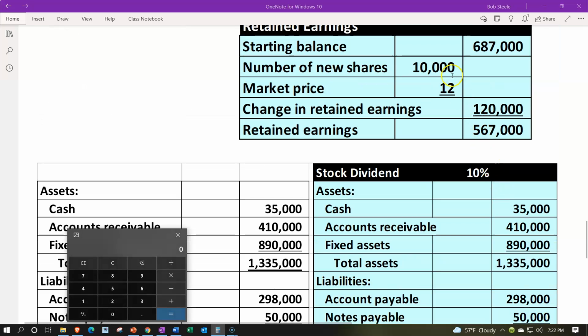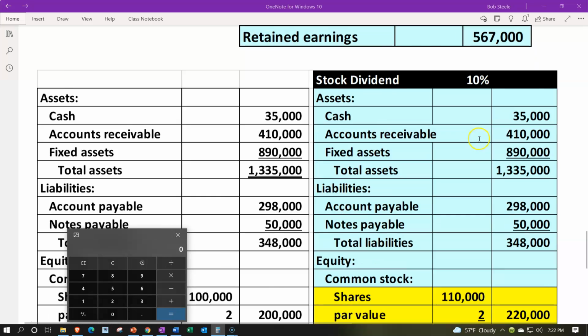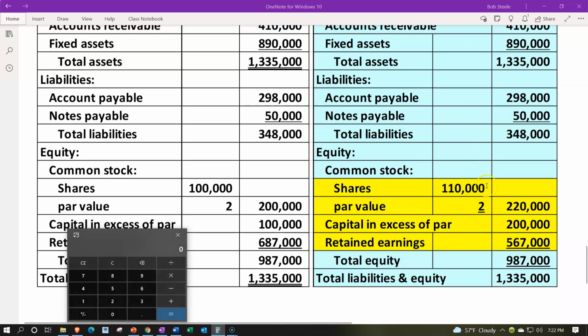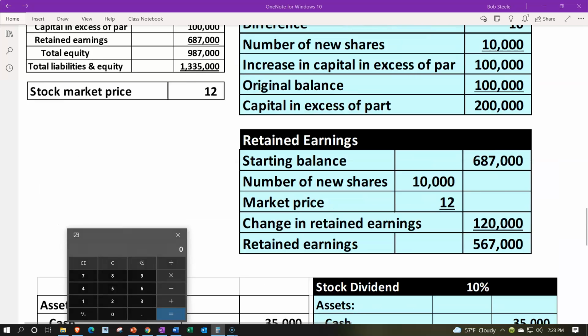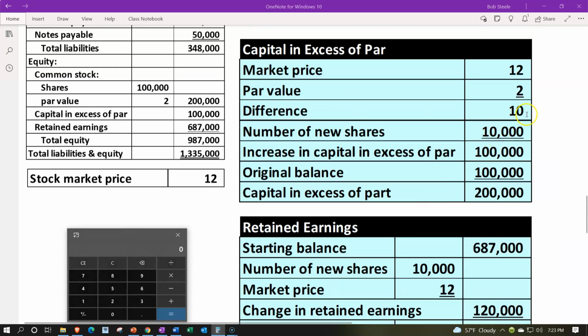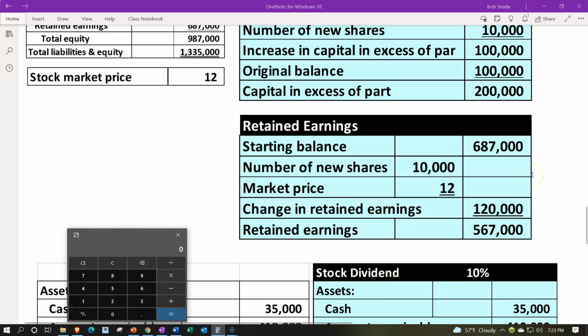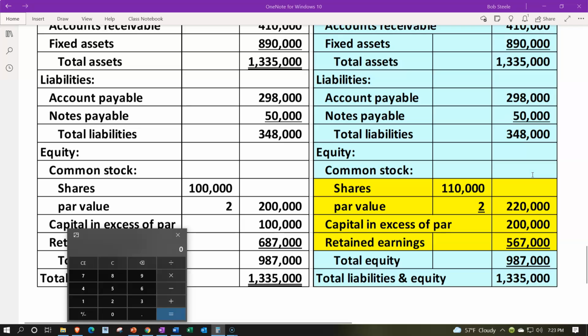The retained earnings, we had 12 times the 10,000, and now we have 2 times the 10,000 to balance that out. The other 10 times the 10,000 is going to have to be the change in the capital in excess of par. So we're going to adjust the capital in excess of par, which is our calculation up here of the $10 times the 10,000, which is that $100,000 change, plus the prior $100,000, to $200,000. And that's how the adjustment takes place.